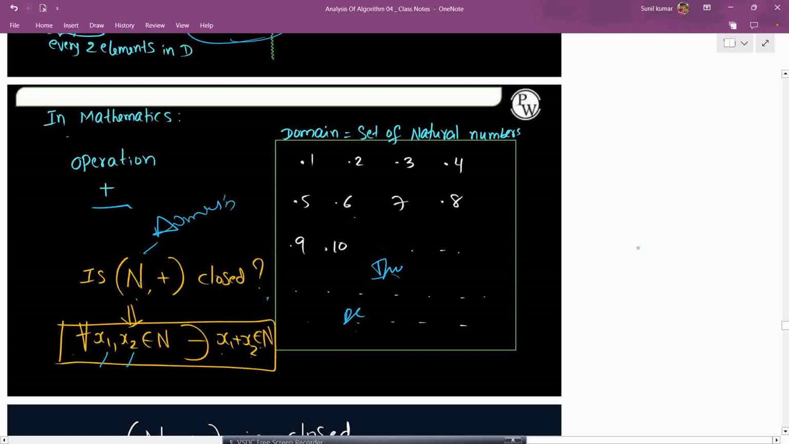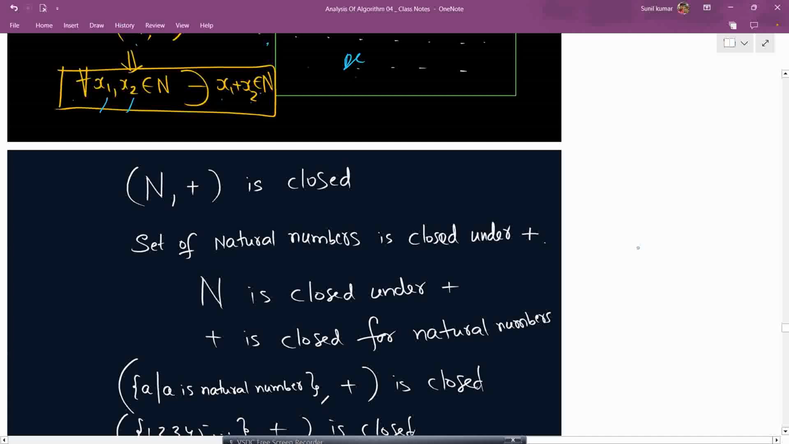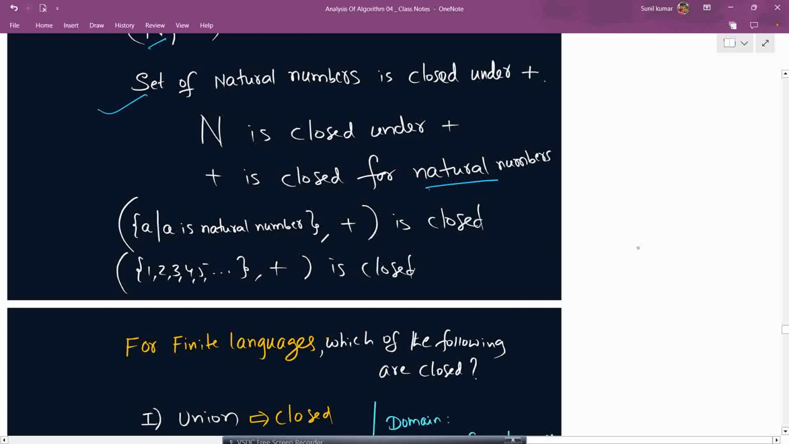We can take any example. Let's say 10 and 8; 10 plus 8 is equal to 18, which also belongs to N. So this is true for N. The set of natural numbers is closed under plus. When we say plus is closed for natural numbers, we can represent N like this: 1, 2, 3, dot dot, n.